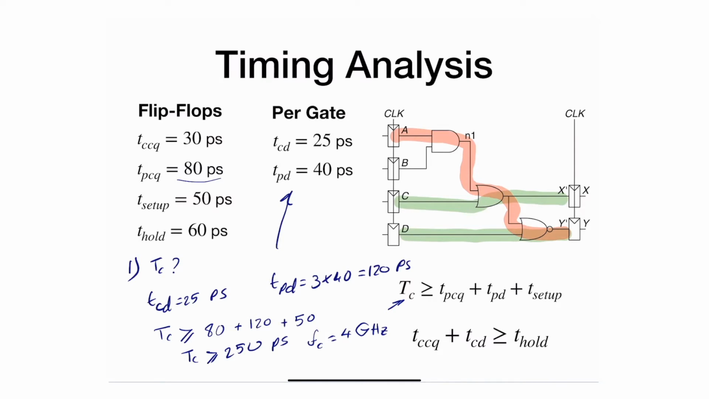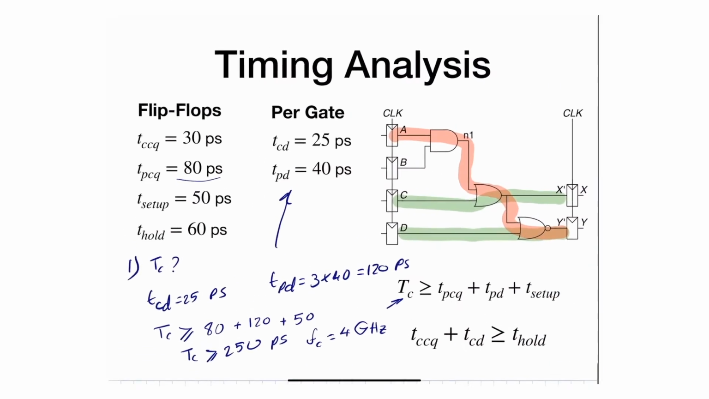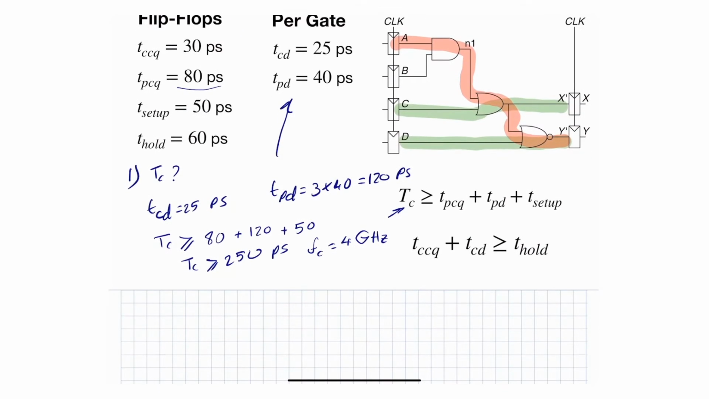So the maximum frequency that this particular circuit can operate at is 4 gigahertz. Okay, good. Now what about the hold time, for example? Is the hold time violated or not?